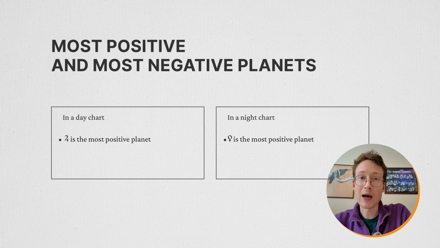The same logic applies to the malefics. Out-of-sect planets tend to be more contrary to the interests of the native and less comfortable, less powerful. That would mean for the most negative planet in a chart, we want to look to the out-of-sect malefic. That means Saturn in a night chart and Mars in a day chart.